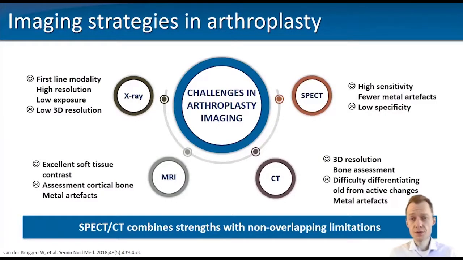There are fewer metal artifacts. However, there is low specificity. So when looking at these theoretical characteristics, it does seem that combining SPECT with CT makes sense, as it combines the strengths without any overlapping limitations.